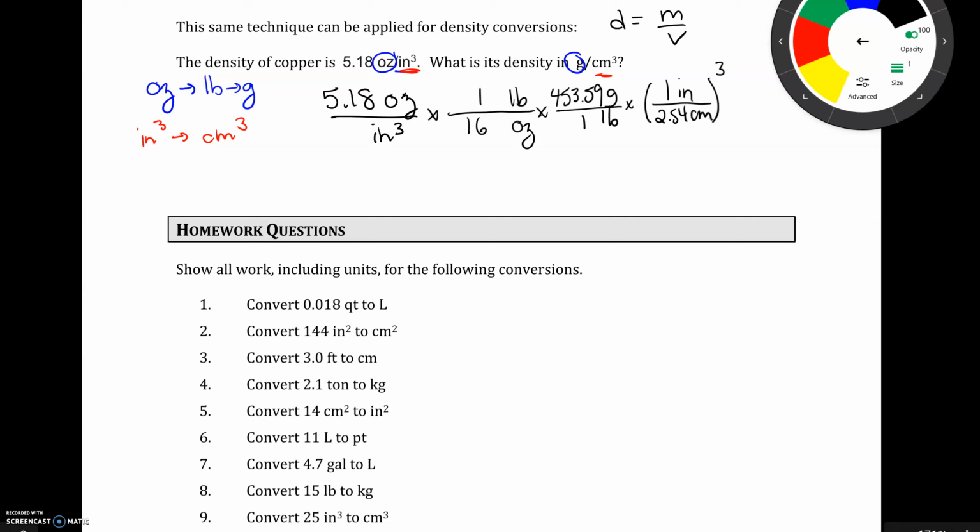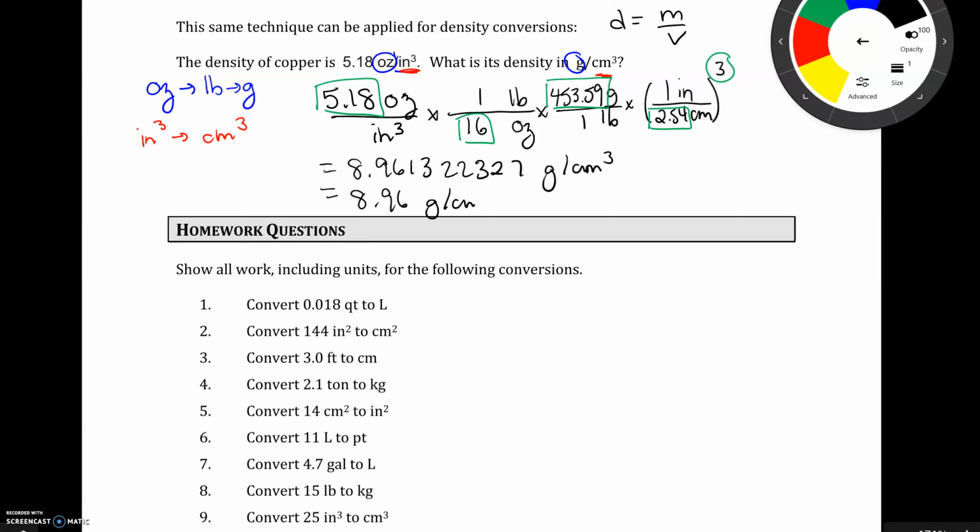So to do a density conversion like this, I put my initial measurement in, my 5.18, divide by 16, multiply by 453.59, and divide by 2.54 cubed. Pressing equals, this comes out to 8.9613222327 grams per cubic centimeter. Rounding to 3 significant digits, it's 8.96 grams per cubic centimeter.